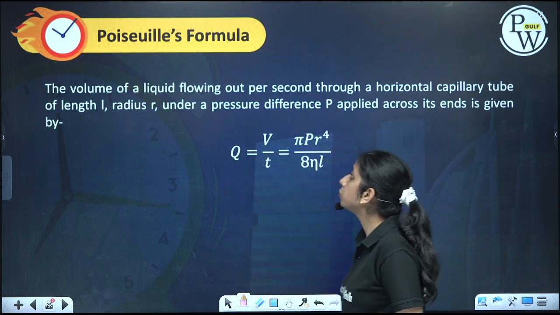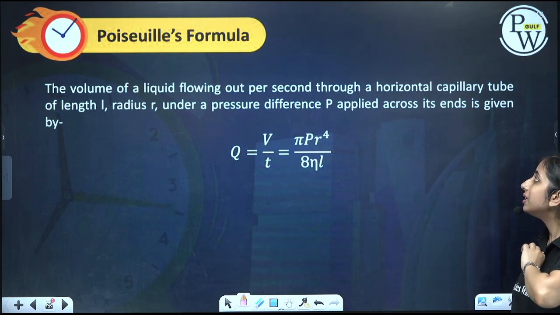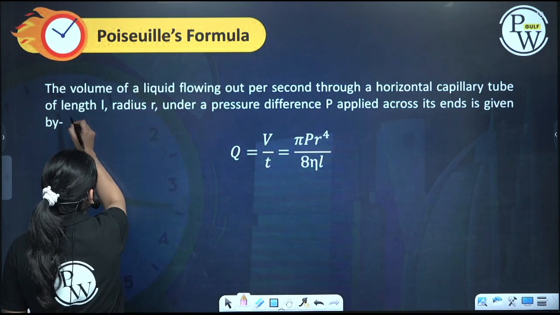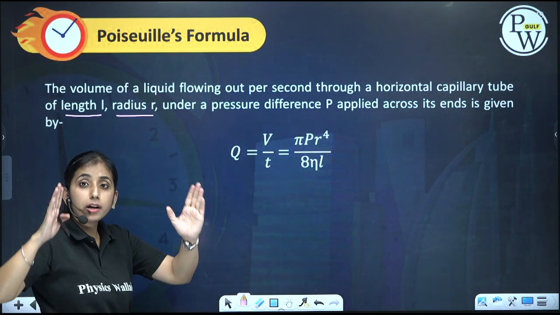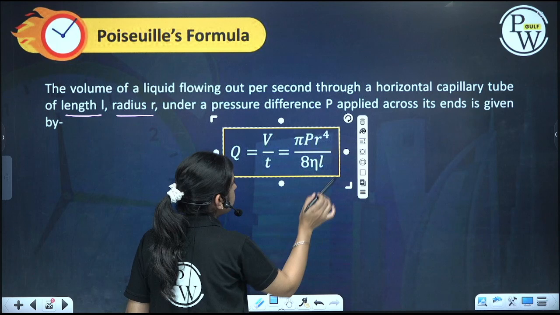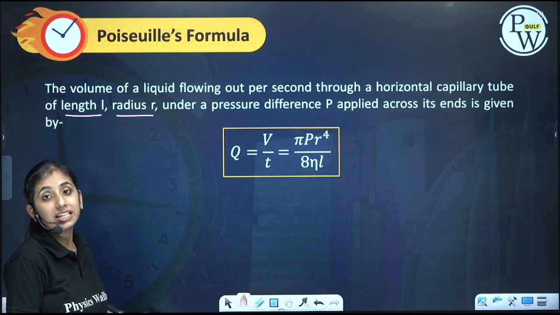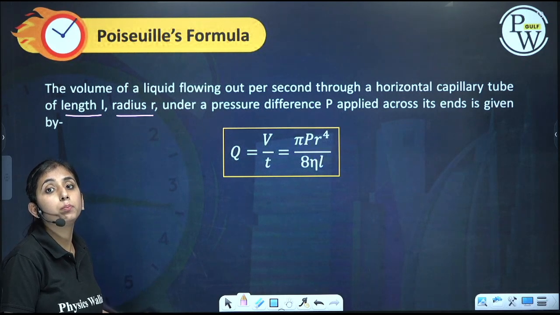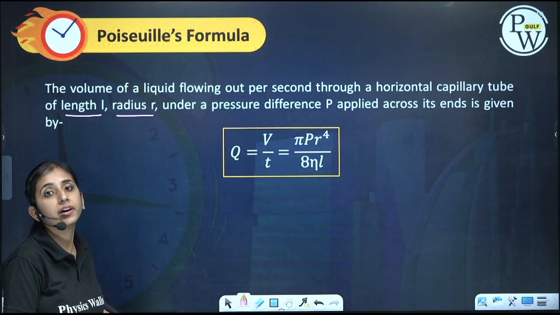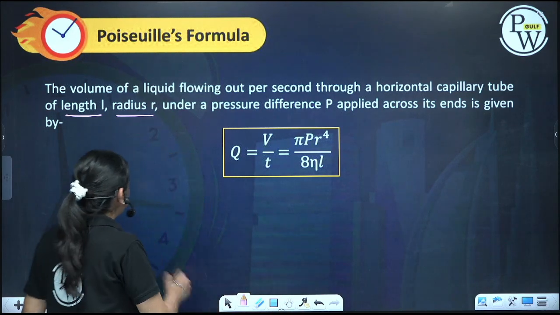Now let us move to Poiseuille's formula. What is Poiseuille's formula? It gives the volume of a liquid flowing out per second through a horizontal capillary. If we have a horizontal capillary of length L and radius R, under a pressure difference P across its ends, then the volume of fluid flowing out per second is equal to pi P R raised to the power 4 divided by 8 eta L. This is the volume of fluid flowing per second. This is the rate of flow.